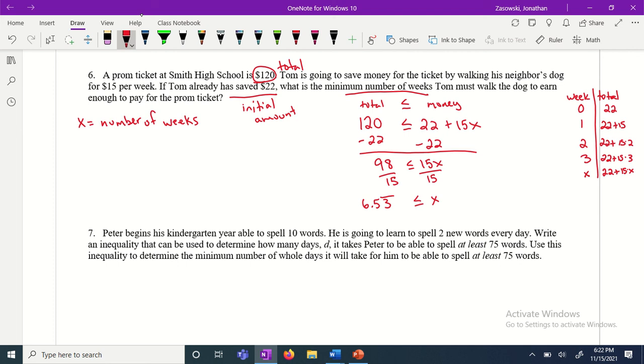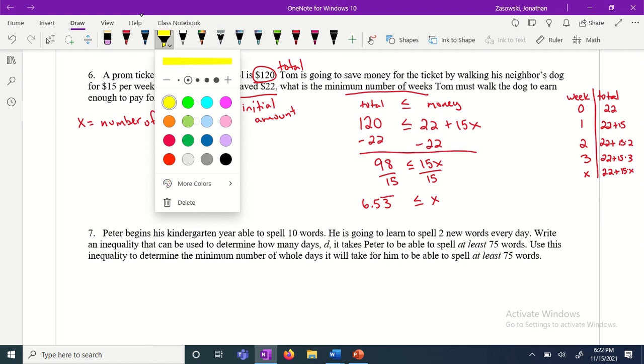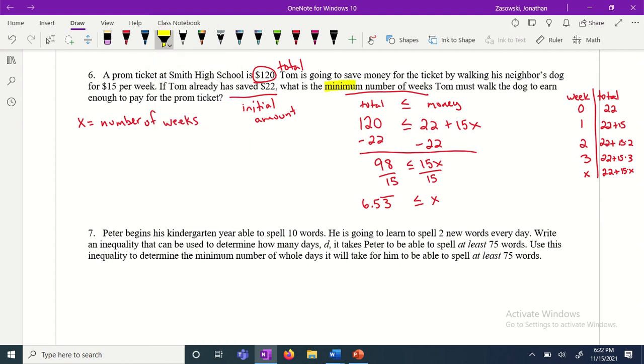So if you think about it, and this is the key thing. Because I've been doing this for a little while, I know when they say minimum number of weeks that chances are I'm going to get a decimal as an answer. And so what I need to know is, is the answer going to be bigger than this number or smaller than this number? Does 6 work or does 7 work? What I'm going to tell you is to plug your answer into your equation and actually see if it works. So we know that we need to have at least that amount.